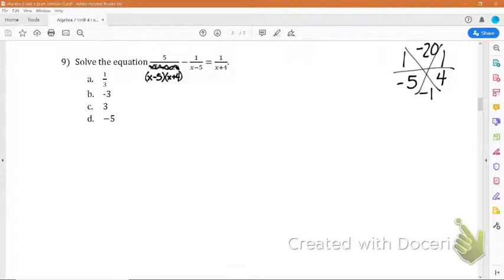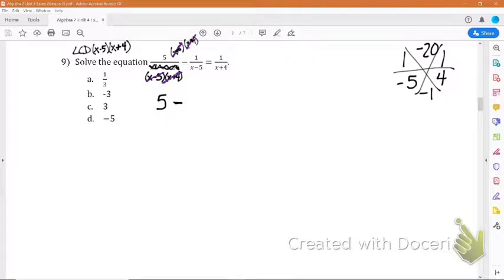So we're going to have to multiply every single denominator by the common denominator. What is our common denominator? X minus 5, x plus 4. When I do that, what happens with the first fraction? It's going to cancel. Your x minus 5 cancels x minus 5 and your x plus 4 cancels x plus 4. Both terms in your denominator cancel and you're left with 5.